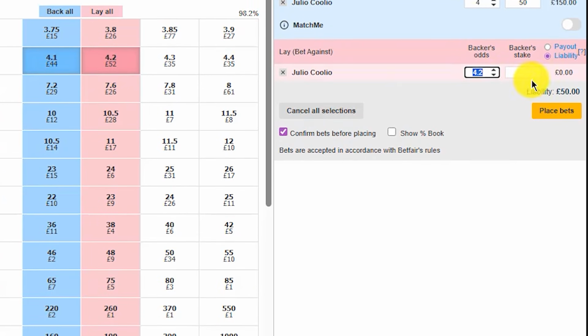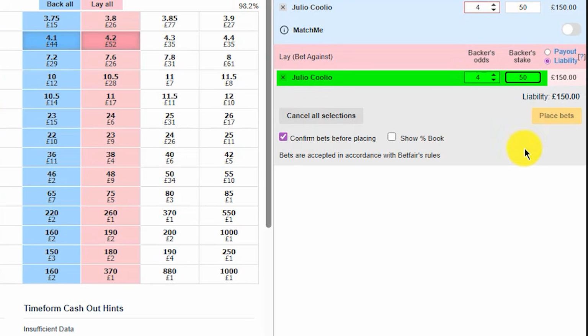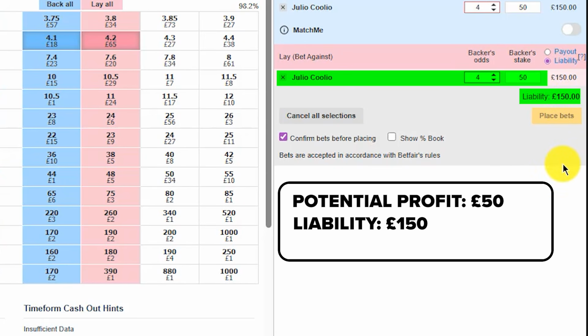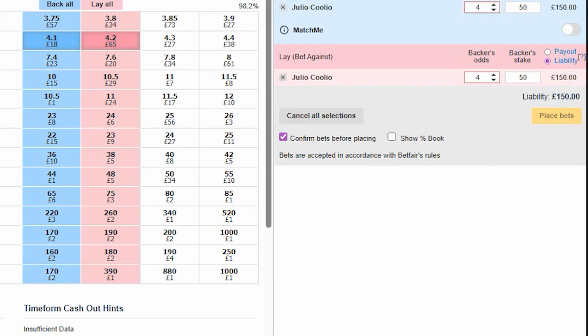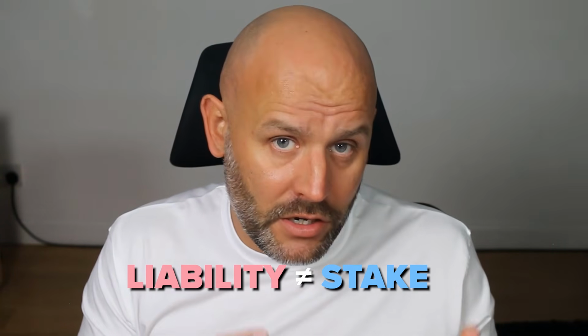The opposing lay bet, in pink, is acting like the bookmaker. The stake for this bet is also £50 and the odds are also 4.0 in this example. So if Giulio Coolio loses, I stand to win £50 from the person who backed it, but if Giulio Coolio wins, I have to pay them their profit, which is the liability of £150. You see, it's the same thing, but the other way around. Beginners typically go wrong with this part because they wrongly assume that liability and stake are the same, but they're not.